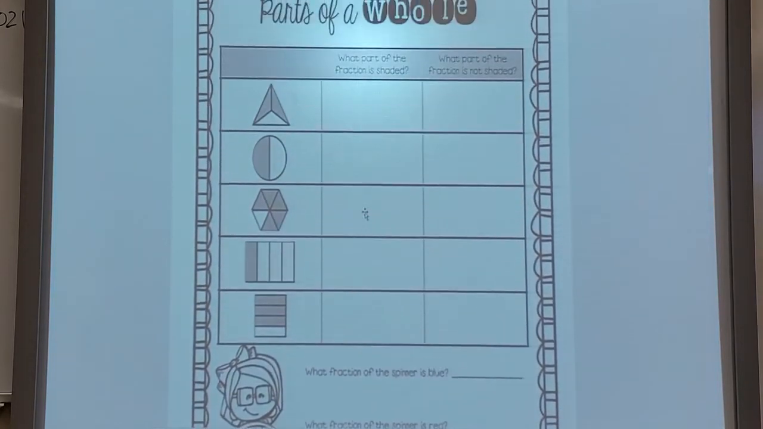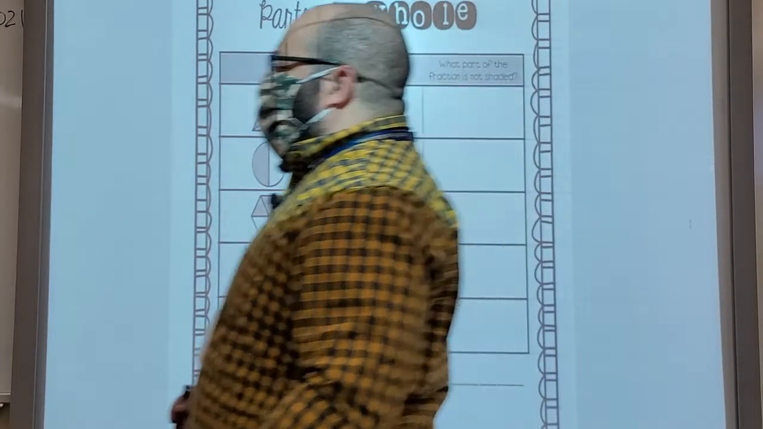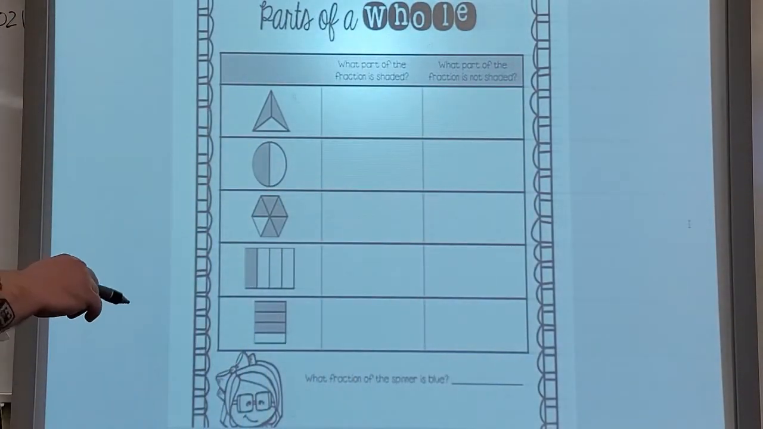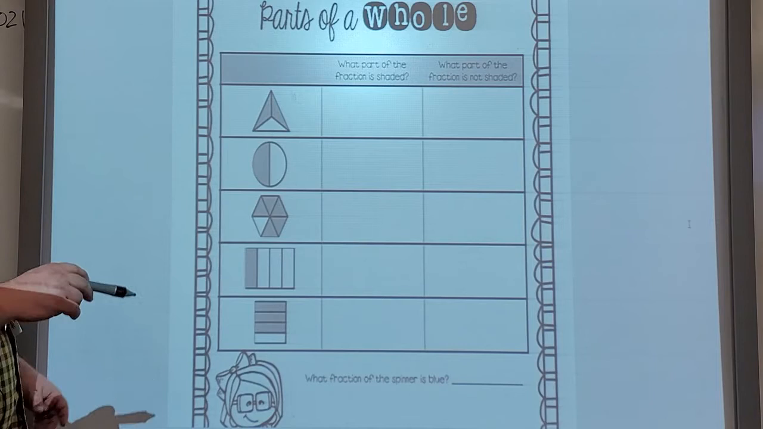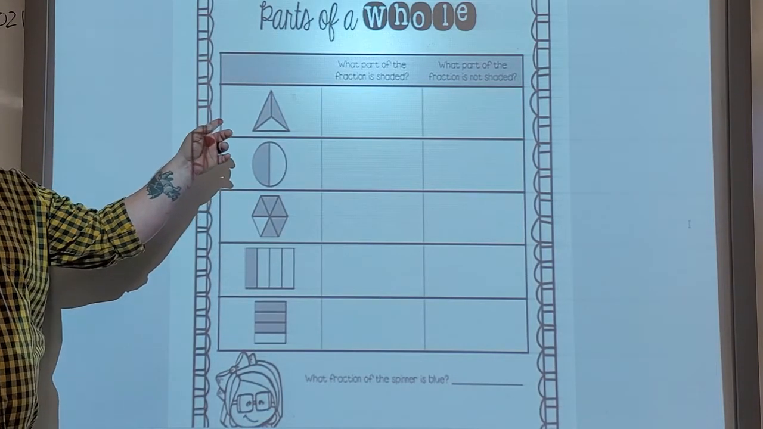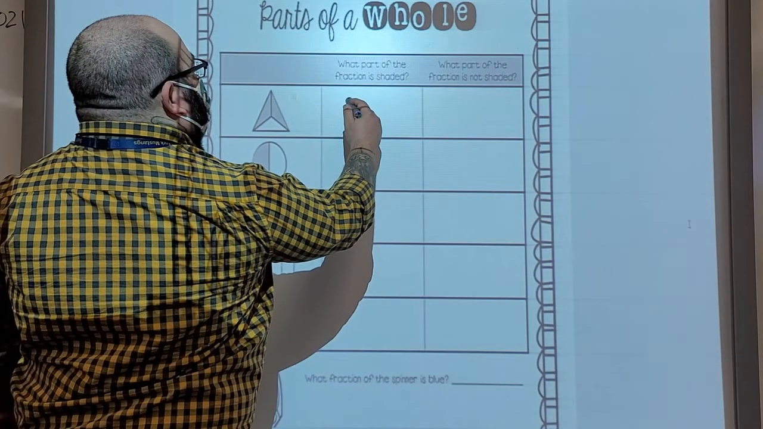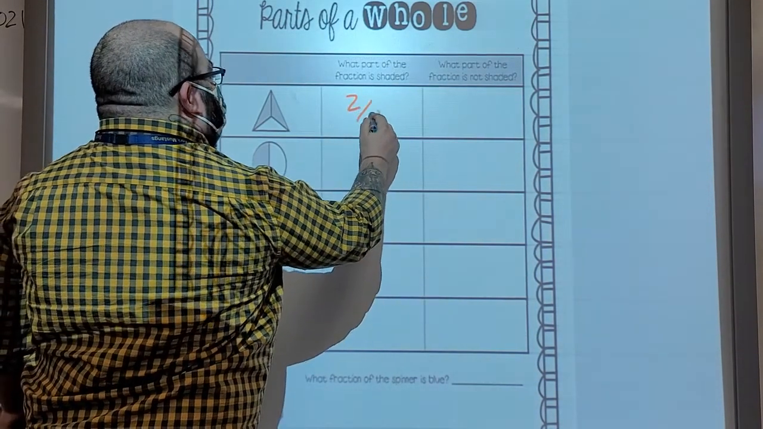Now, there are a couple different parts on this one. This is the parts of a whole. I think you guys are going to find this a lot easier because of what we did yesterday. What part of the fraction is shaded on this top one, guys? Just by looking at it. Heston? How many? 2. 2 out of how many? 2 out of 3, 2/3.